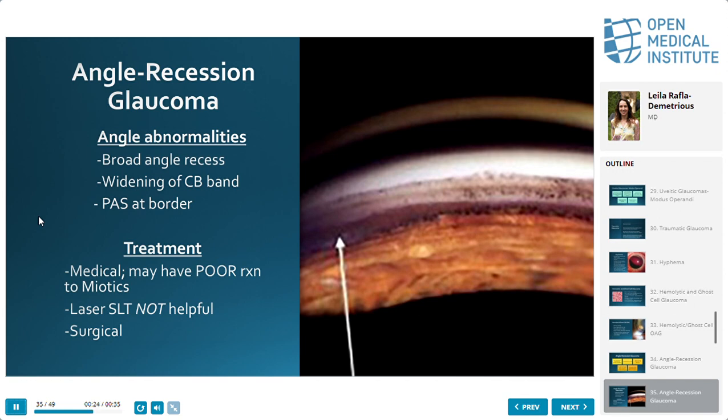So the treatment for angle recession tends to be usually medical. We're not going to use miotics. They don't tend to do well. And we're not going to use laser. They don't tend to do well with that either. And then, of course, it may come to surgery.